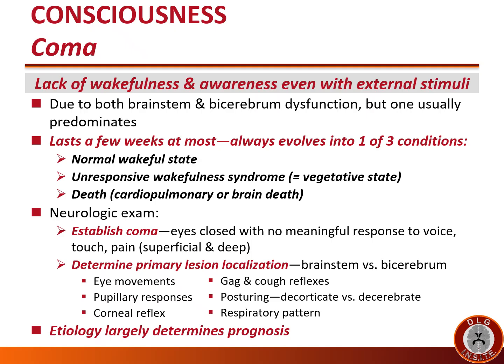Coma must evolve within a few weeks to one of three things. Either the patient wakes up and becomes normal. Maybe they were just in coma because of a metabolic problem, and you fix the metabolic problem. They become normal. Or it evolves into unresponsive wakefulness syndrome. That is usually the situation when the problem is bicerebral, not brainstem. So someone, for example, with a drowning victim or hypoxic ischemic encephalopathy, or severe watershed strokes.